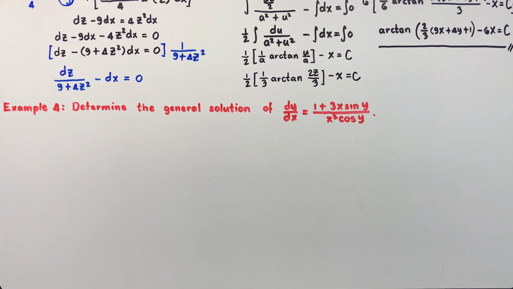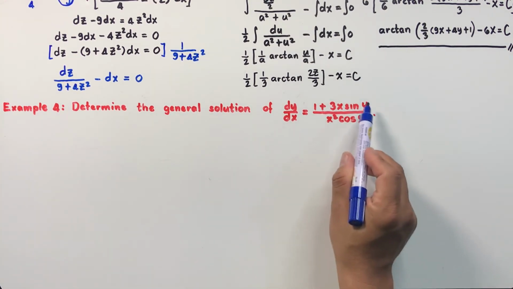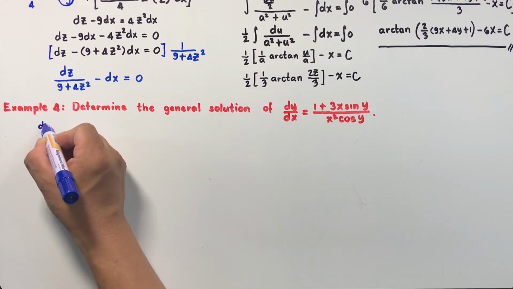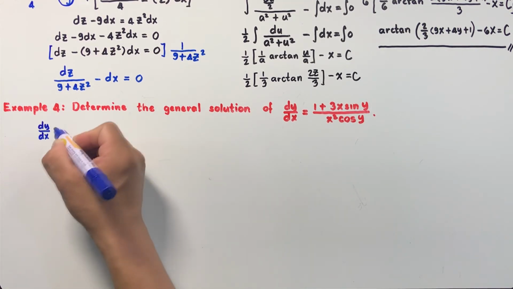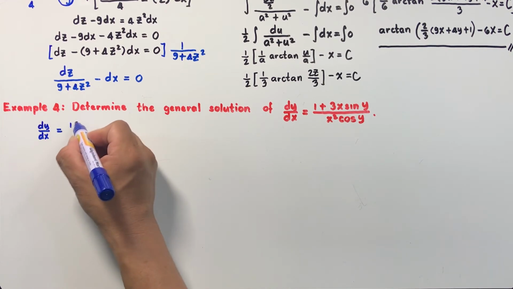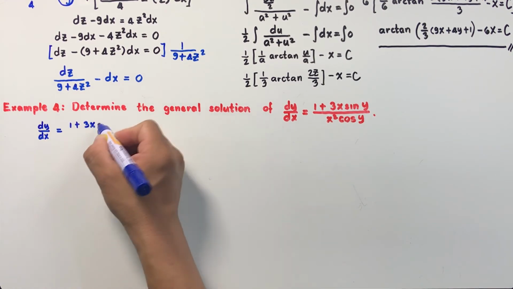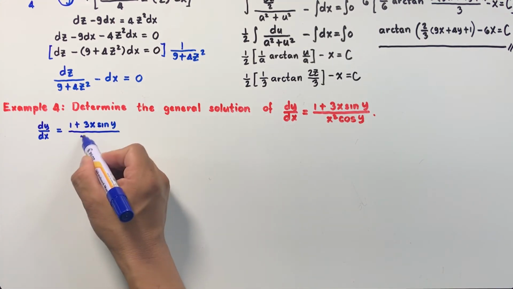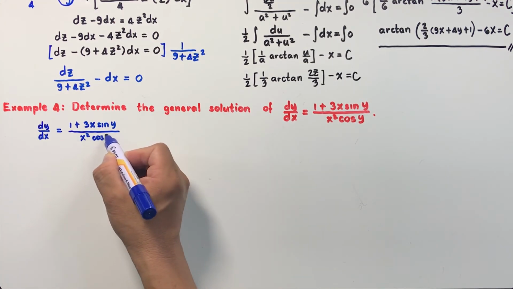Now, let's proceed to our example number 4. Determine the general solution for this differential equation. Before we can solve, let us transform this differential equation to its equivalent differential form. So we have dy over dx, which is equal to 1 plus 3x times sine y over x squared times the cosine y.